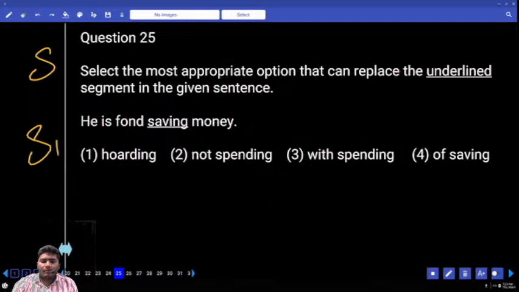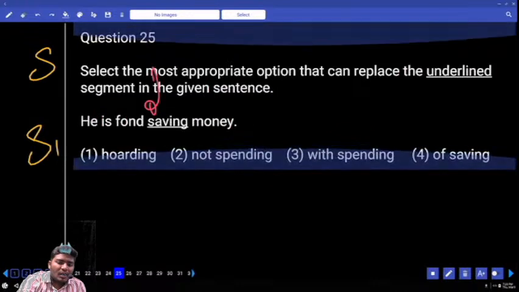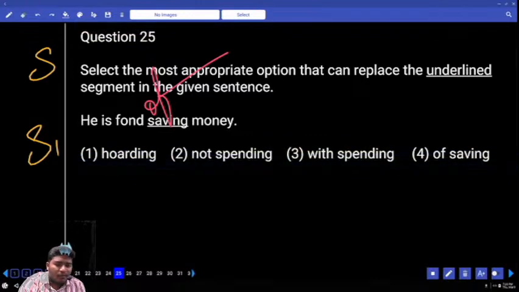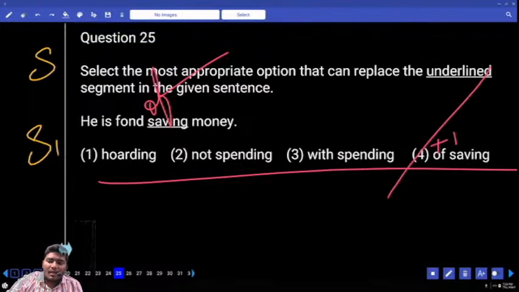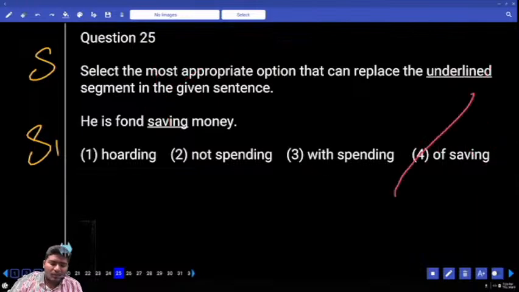Move to 25. She is fond. Fond is followed by a fixed preposition. What is that? Of. How many options are there? Only the fourth one. And of is followed immediately by a noun, or it can also be used with a gerund. And saving is nothing but a gerund here. The answer comes with 4. Thank you.